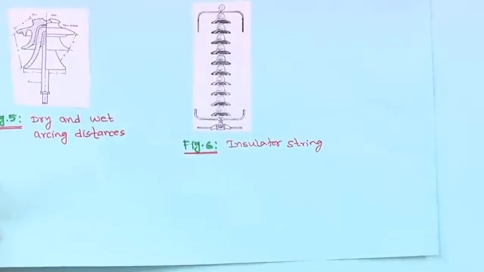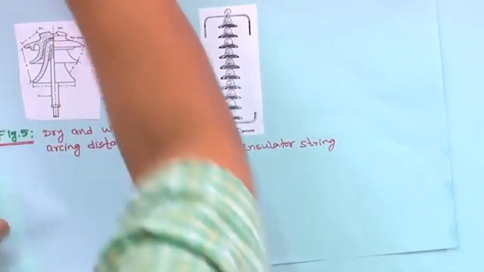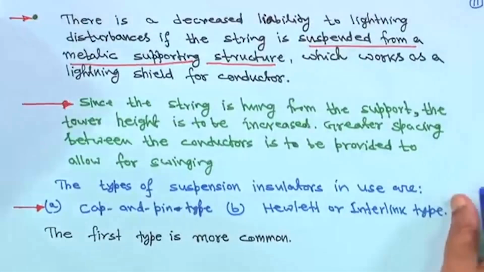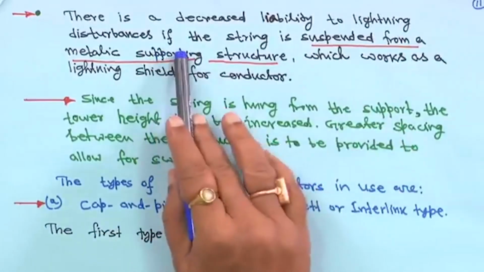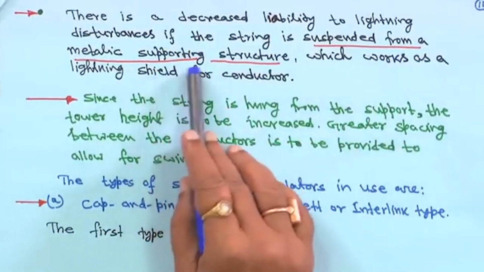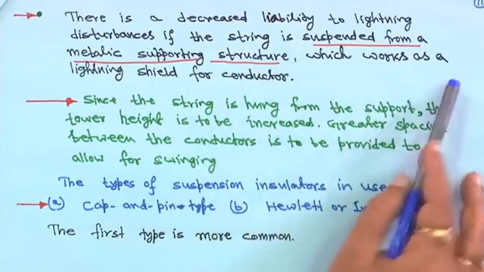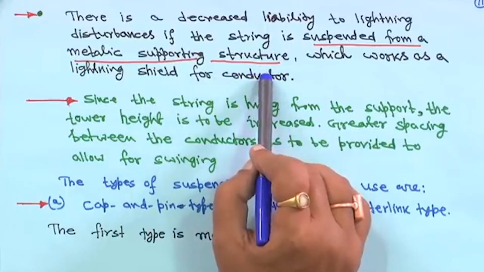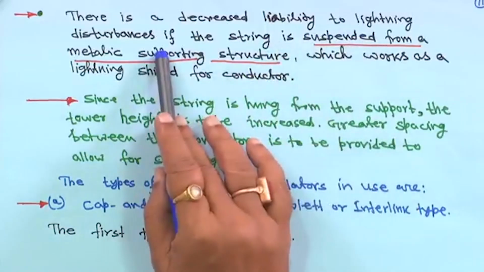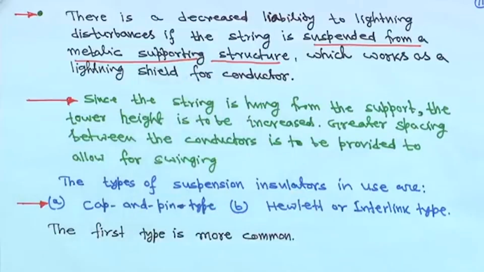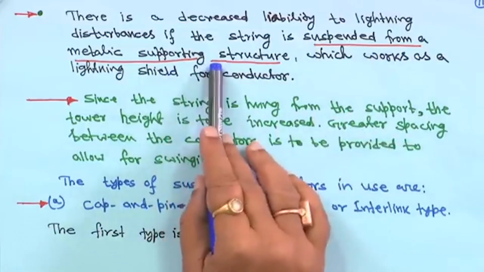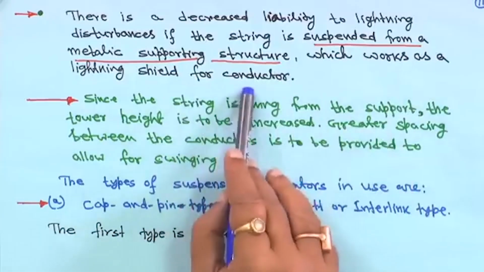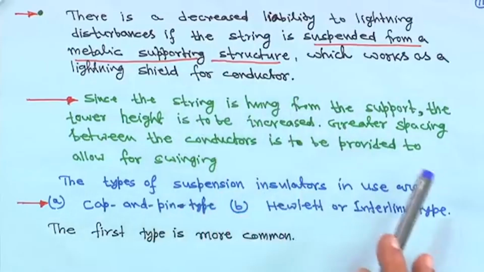Another thing is, there is a decreased liability to lightning disturbances if the string is suspended from a metallic supporting structure, which works as a lightning shield for the conductor. This is a great advantage actually. I mean, if there is a lightning stroke on the tower, the metallic supporting structure from which the string is suspended works as a lightning shield for the conductor.